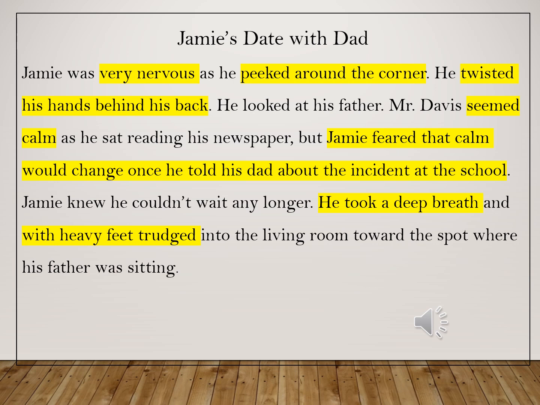behind his back, seemed calm. Jamie feared the calm would change once he told his dad about the incident at school. We have, he took a deep breath, and we also have the words, with heavy feet trudged. So we're going to see what type of mood this creates.